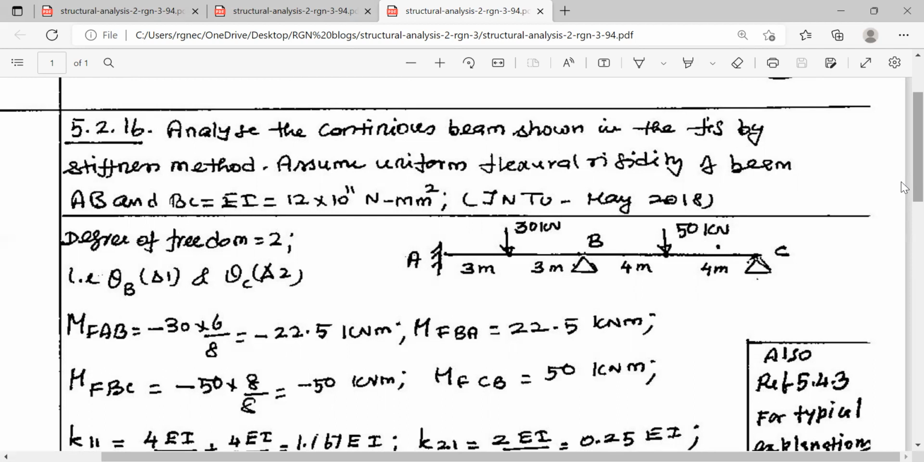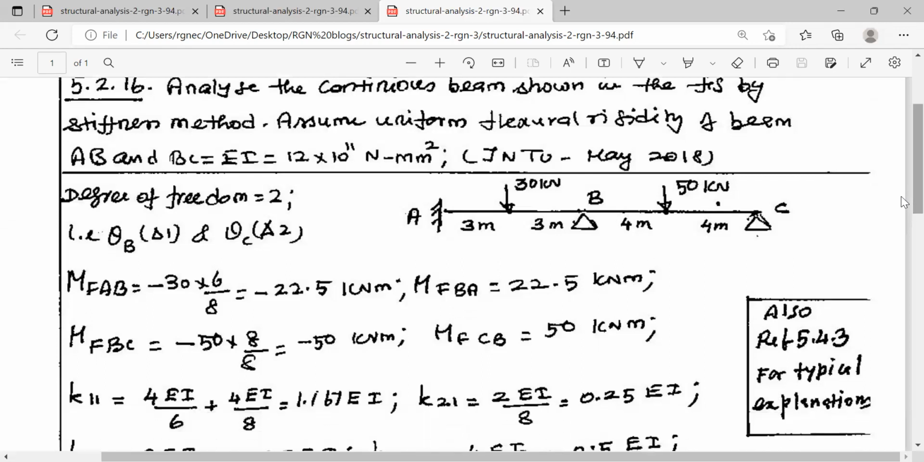for obtaining the final moments. This moment caused by unit rotation is called stiffness. The moment caused by unit rotation, if multiplied by the actual rotation, will give the final moments. Therefore, the final moment is nothing but the stiffness into the actual rotation. So this moment is added to the fixed end moment for getting the final moments.